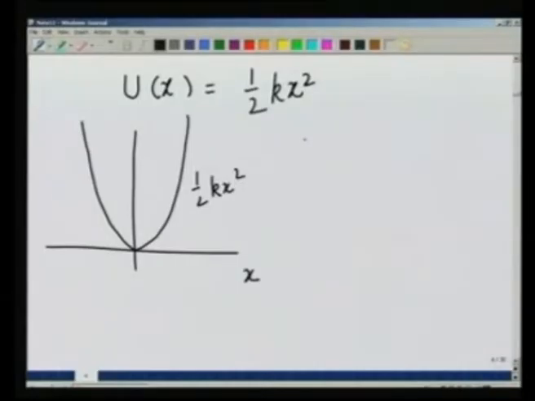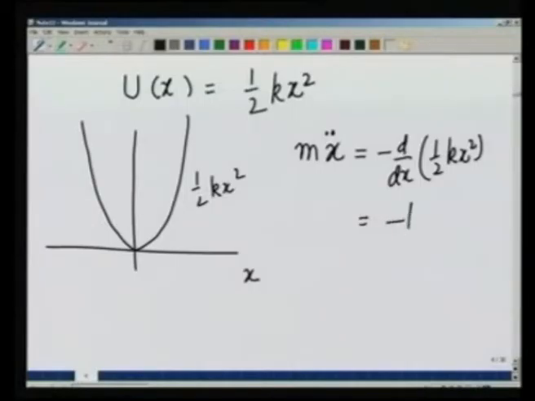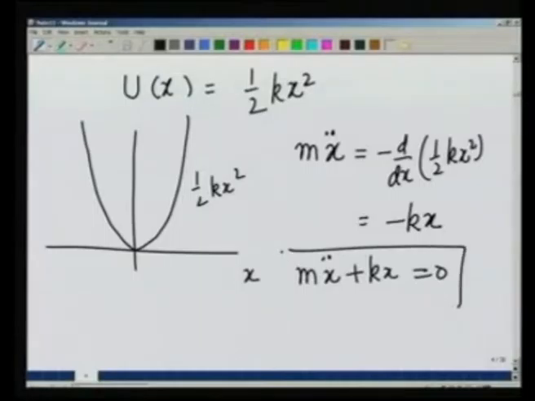Therefore, if a particle of mass m is moving in this potential, its equation of motion will be given as m x double dot is equal to minus d by dx of 1/2 kx squared, which is minus kx, or m x double dot plus kx is equal to 0. So this is the simplest possible equation about a stable equilibrium point.